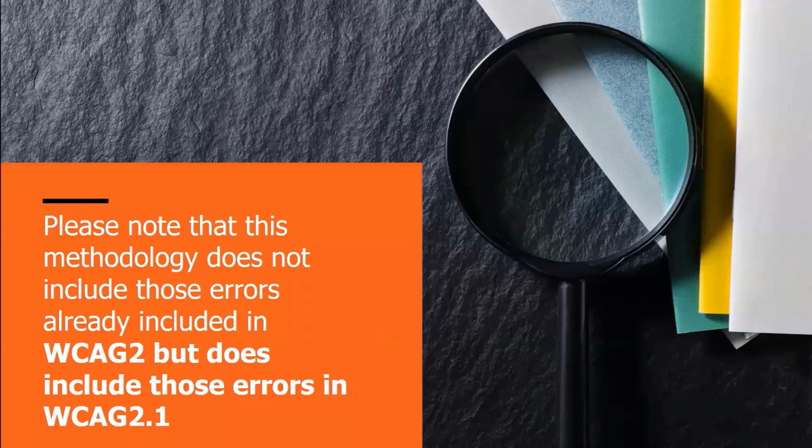Now, the methodology includes the things that you need to test on mobile, some things that you need to test on desktop, but it doesn't include the things that you need to test under WCAG 2. So this methodology, for example, doesn't require that you add alt attributes to images because we assume that you would do that with WCAG instead. So you need to test with WCAG and with this methodology.